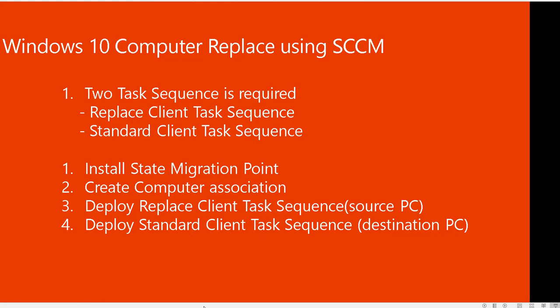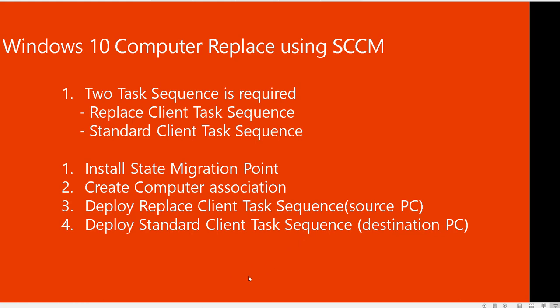So in this video, I'm going to demonstrate the process of Windows 10 computer replacement using SCCM. Say a user has Windows 7 computer A and you want to give her Windows 10, which is computer B. So you want to transfer the data from computer A and then upgrade to Windows 10 on computer B. That is computer replacement, computer A to computer B.